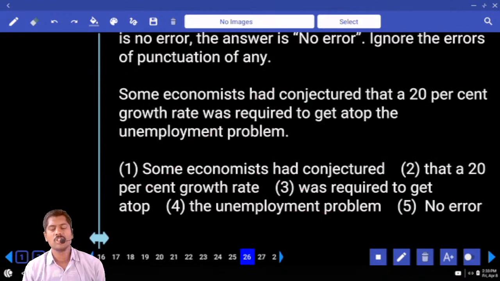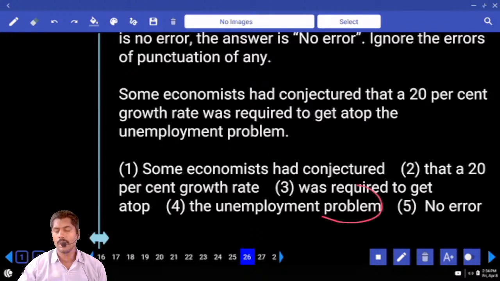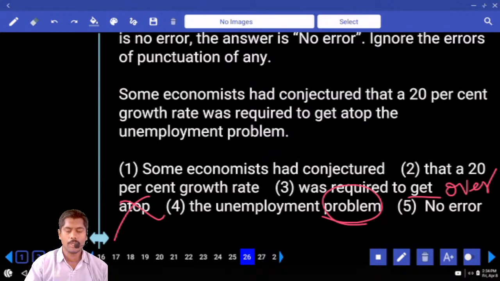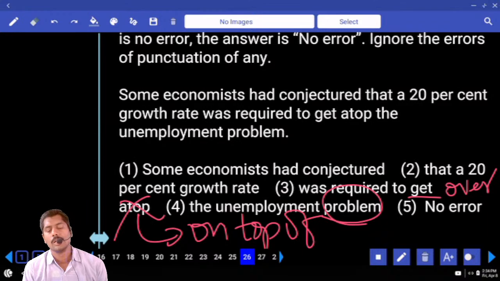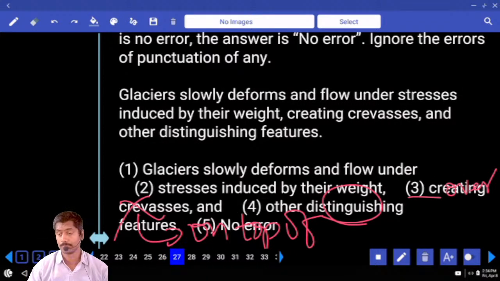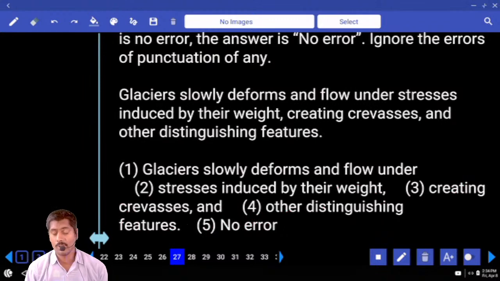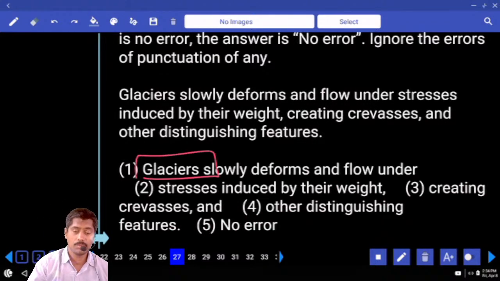Some economists had conjectured, means guessed, estimated, that a 20% growth rate was required to get atop the employment problem. Problem is there, always get over the problem, overcome the problem, not atop. Atop is nothing but on top of something, it's kind of adverb. Here get over is needed. Get over the problem. Glacier slowly deforms. Glacier singular or plural? Answer first option.